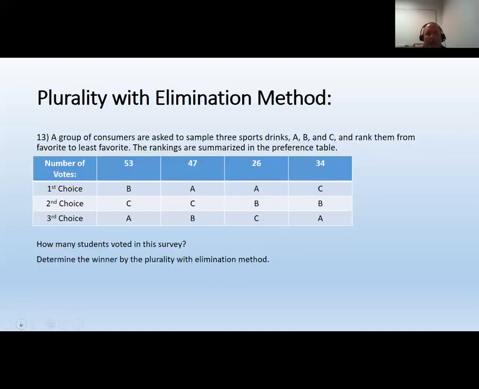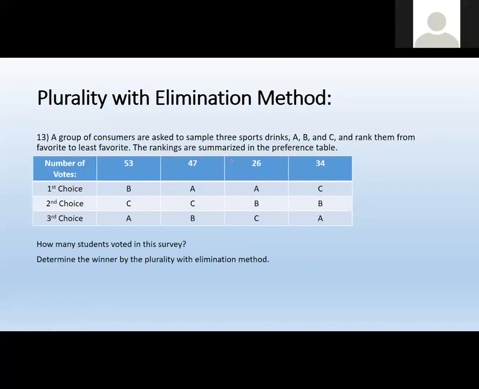All right, let's try this problem. This says a group of consumers are asked to sample 3 sports drinks, A, B, and C, and rank them from favorite to least favorite. The rankings are summarized in the preference table. So you have this preference table, and we're just going to do this as we go. I'm not going to really give you time to do it on your own. We're just going to do it together. How many students voted in this survey? So let's add up all these numbers and determine how many voted in the survey.